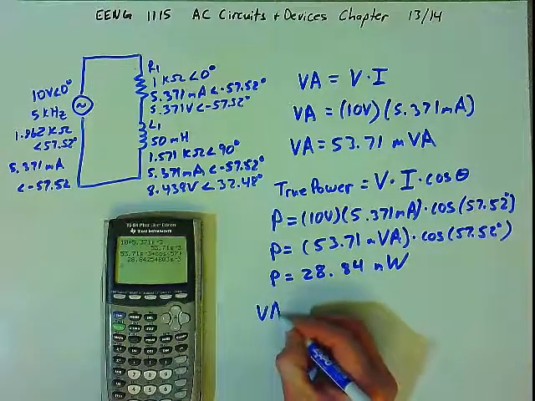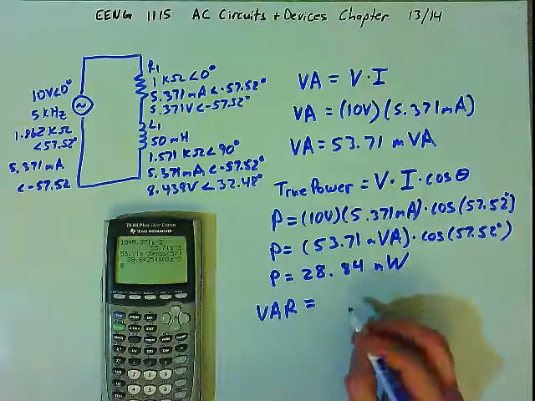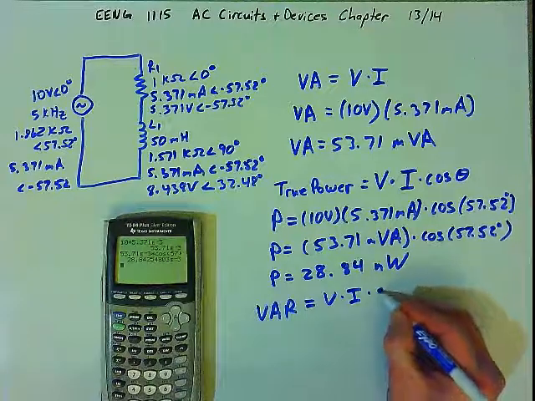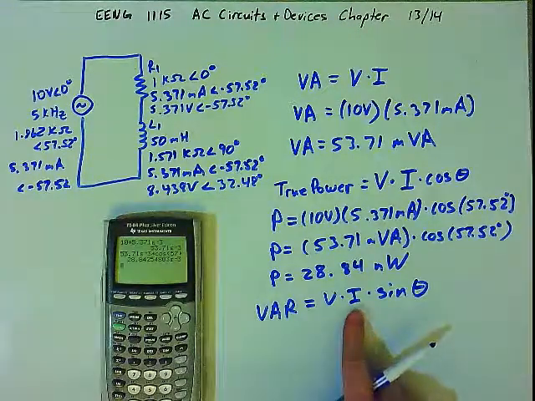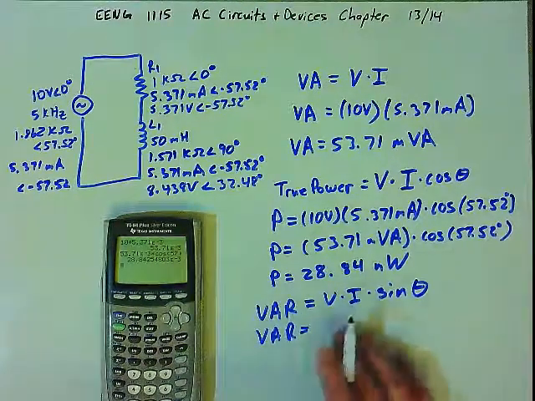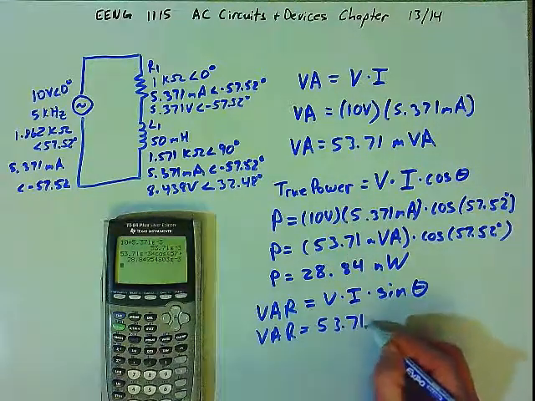Now we can also find the VARs, or VAR, volt amps reactive. This is going to be the voltage times the current times the sine of the angle. So here we're looking at the y component of the current vector. So VAR will be, well, voltage times current, no different than what we did before, 53.71 millivolt amps.